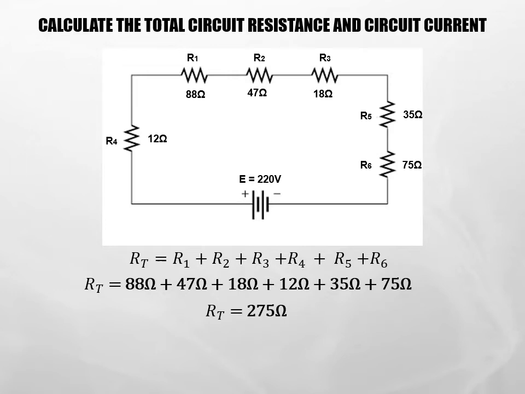So now we have the total circuit resistance. This is the total opposition that the electrons will see as they leave the power supply of 220 volts. Since we know what the power supply is, E, and we know what the total opposition is, RT, we can now calculate the total current, where IT is equal to ET over RT. We fill in the values, 220 volts over 275 ohms. We end up with 800 milliamps.